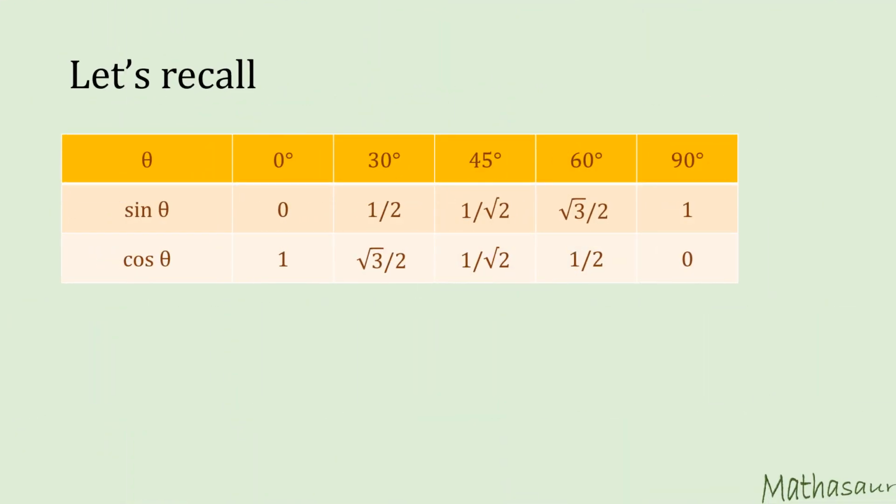Today we are going to look at complementary angles. Let us recall the trigonometric ratios of specific angles that we saw in the last lesson. Recall that sin 30 was equal to cos 60 and cos 30 was equal to sin 60. It is interesting to note that 30 degrees and 60 degrees add up to 90 degrees.